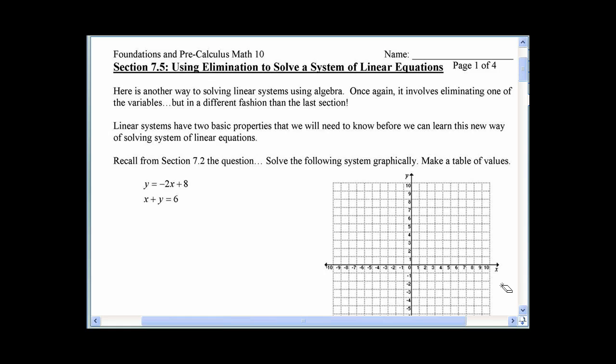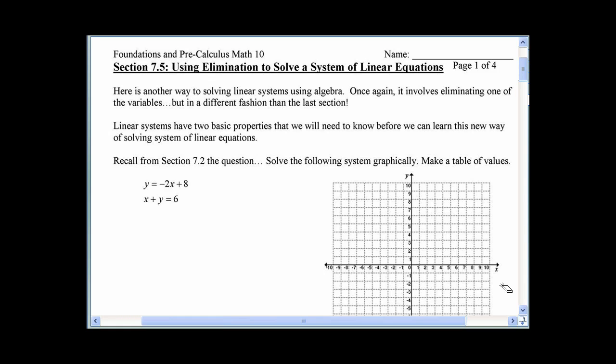Alright, in section 7.5 today, we're going to learn one more way to solve a system of linear equations. This one's using algebra as well, but this time we're going to learn a different method of doing things. Yes, we're still going to have to eliminate a variable, but I'll show you an alternate way instead of substitution.